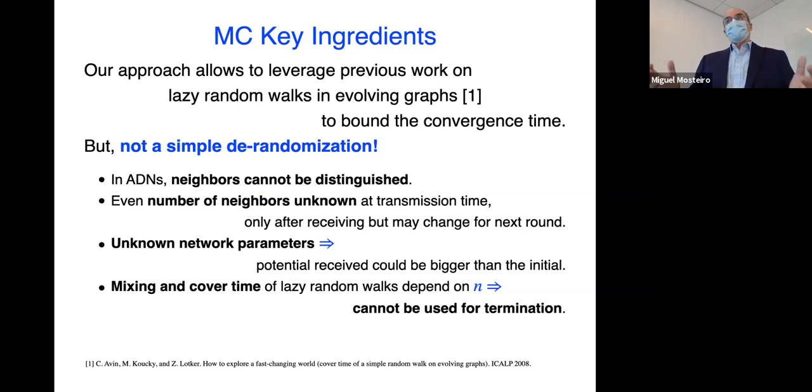Anyway, it's not a simple de-randomization of a random walk. In anonymous dynamic networks, the neighbors cannot be distinguished. That's a major challenge. Even the number of neighbors is unknown at transmission time. So each node has a new set of neighbors, but doesn't know how many until it receives. But by the time that it receives, it's too late, because the next time that it needs to send something, the neighbors may be different.